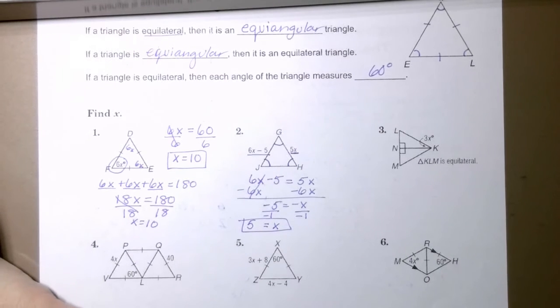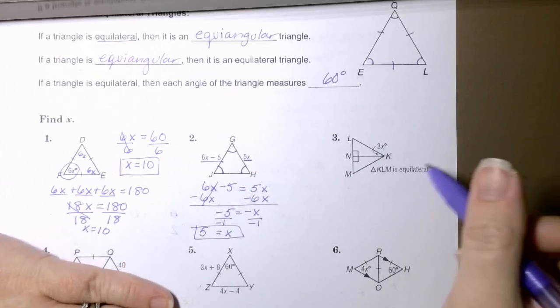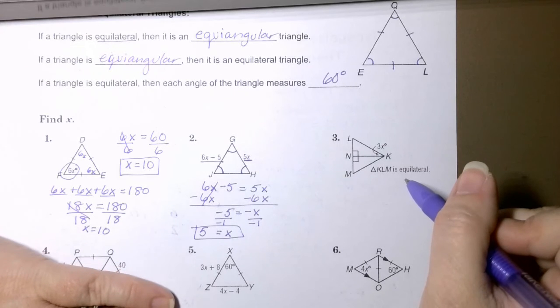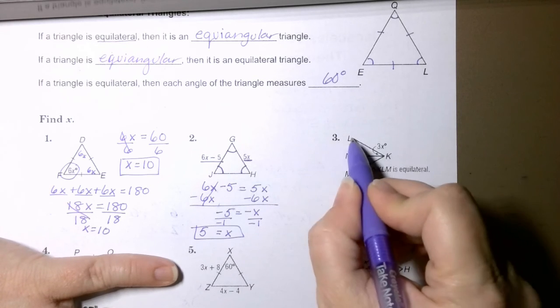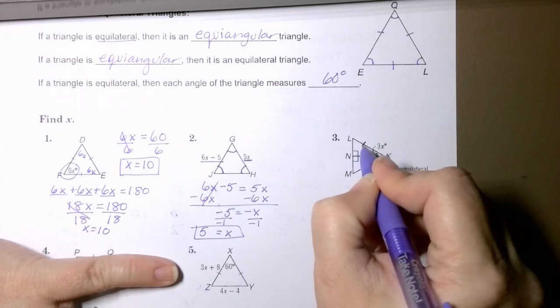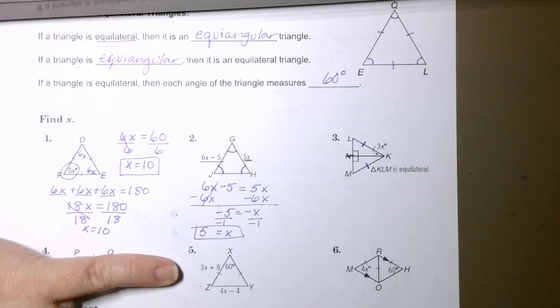Not too bad, right? Okay. Let's look at this one. KLM is equilateral. So this side and this side and this side are congruent.